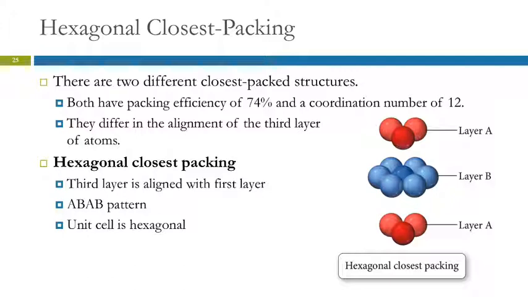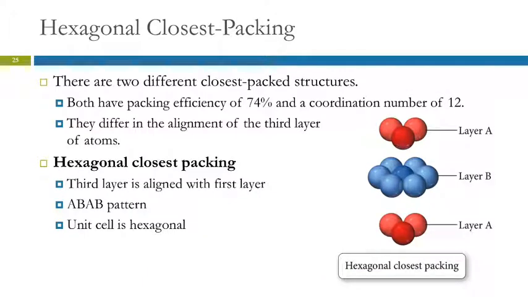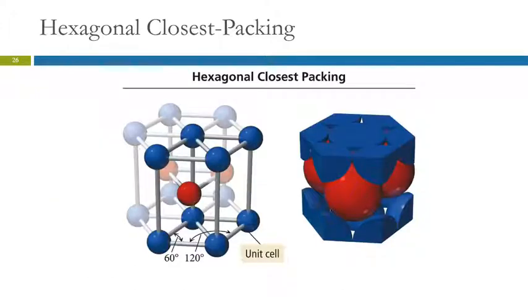Both of these have packing efficiencies of 74%. So this one where we have just A, B, A, B, and I guess that's what we're illustrating here, where the third layer lines up exactly with the first layer. So the red atoms are directly lined up. So this is an ABAB pattern. It shouldn't be that hard to say. The unit cell here is hexagonal. It's not cubic. It's called hexagonal closest packed. This is the unit cell right here.